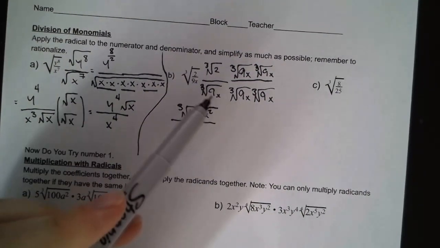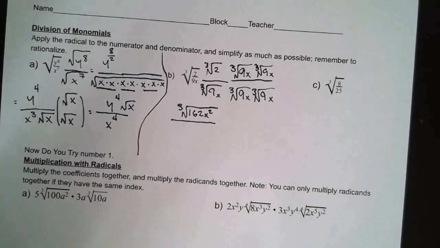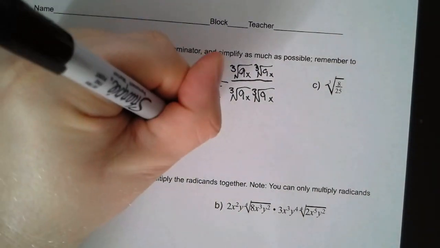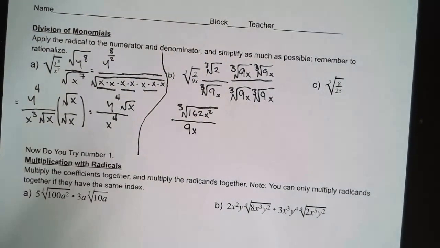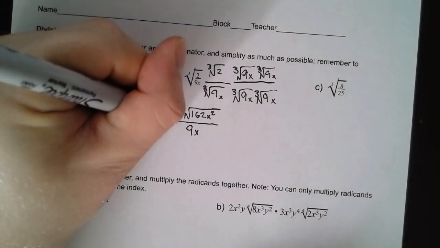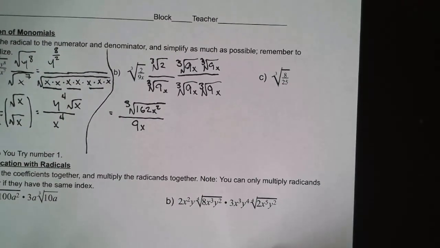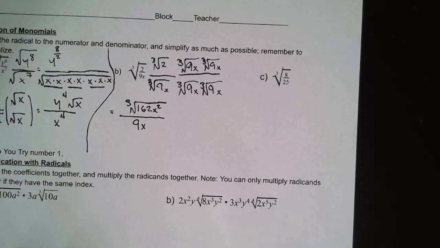And then this cube root 9x times cube root 9x times cube root 9x will just give you a 9x without any radical in the denominator. And there's nothing else we can do to simplify this. This is our final answer for part B. Okay. Now let's look at part C.